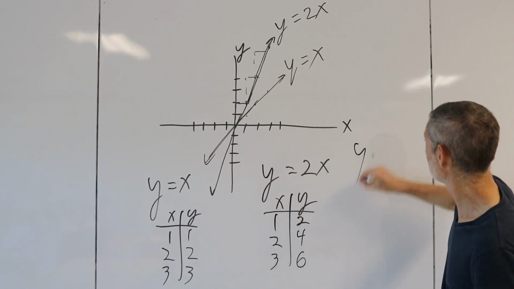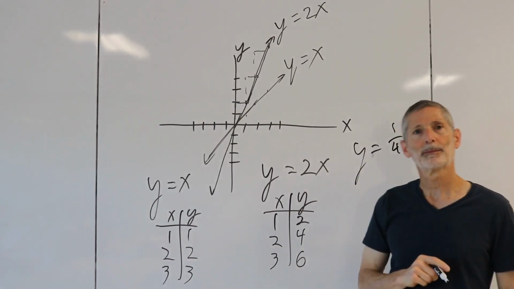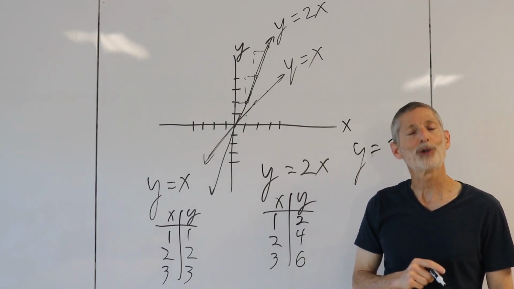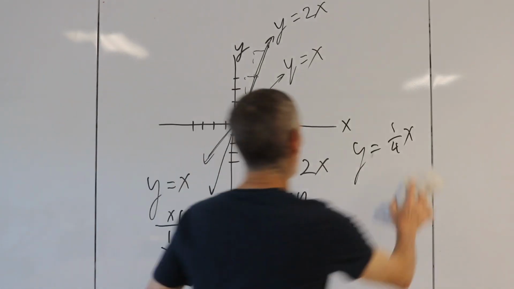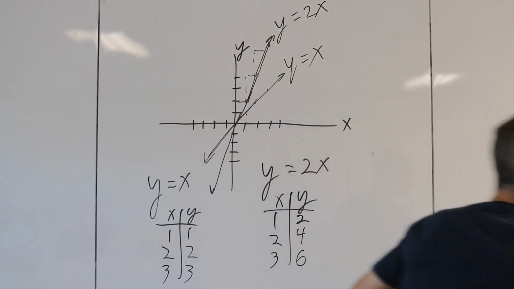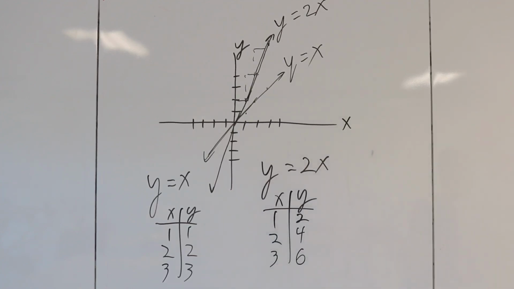If I wrote something like y equals 1/4 x, the slope would be 1/4. Up 1, over 4. You know how that works. Fantastic. I'm going to graph one more real quick. This is looking good, Mr. Haas. I'm going to graph, well, maybe I'll erase this one.